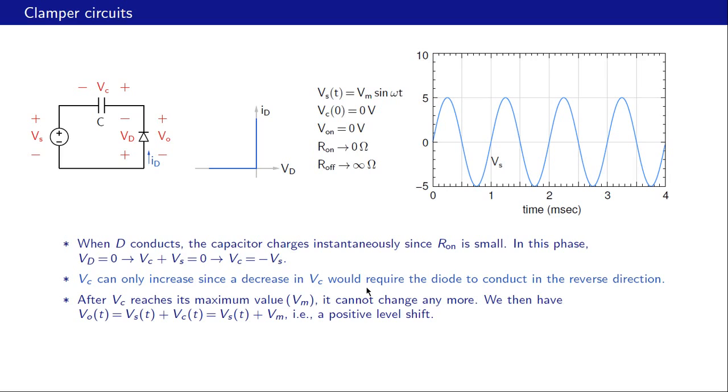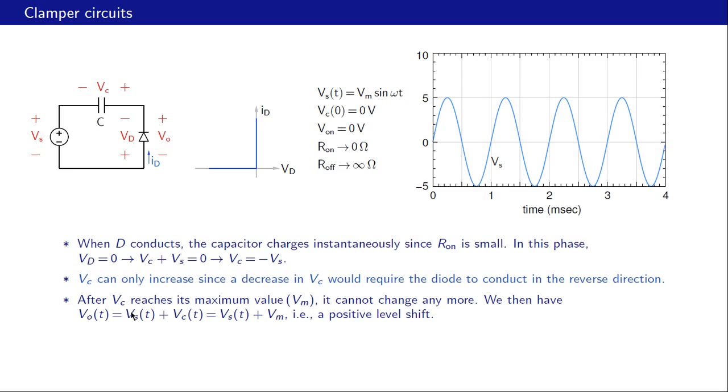Third observation, after Vc reaches its maximum value, which turns out to be Vm, and we will see that in the plot. After that point, it cannot change anymore. Why? Because it cannot decrease for this reason, and so it cannot change. We then have Vo of t equal to Vs of t plus Vc of t, and this is simply coming from KVL. Vo of t minus Vs of t minus Vc of t equal to 0. So therefore we have this equation.